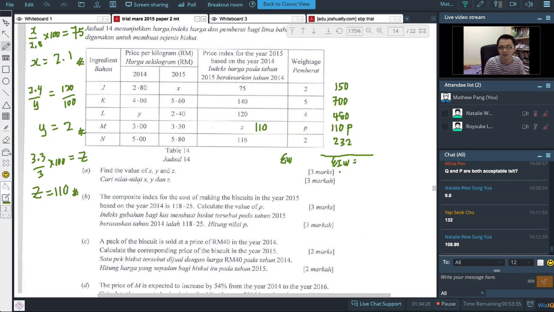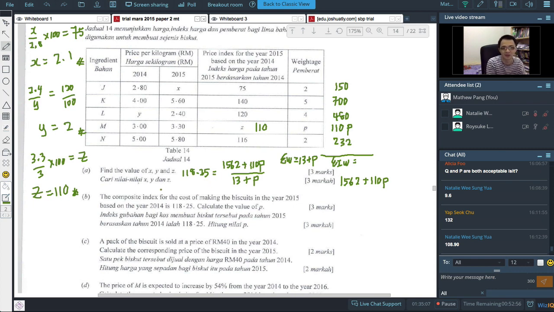So this is 1562 plus 110p. Right, this one you just plus, this is easy. 7, 11, 13 plus p. 13 plus p. Right, then I got everything. So I know 118.25 equals the whole thing here. So it will be 1562 plus 110p over 13 plus p. You need to solve this one in order to get the answer.